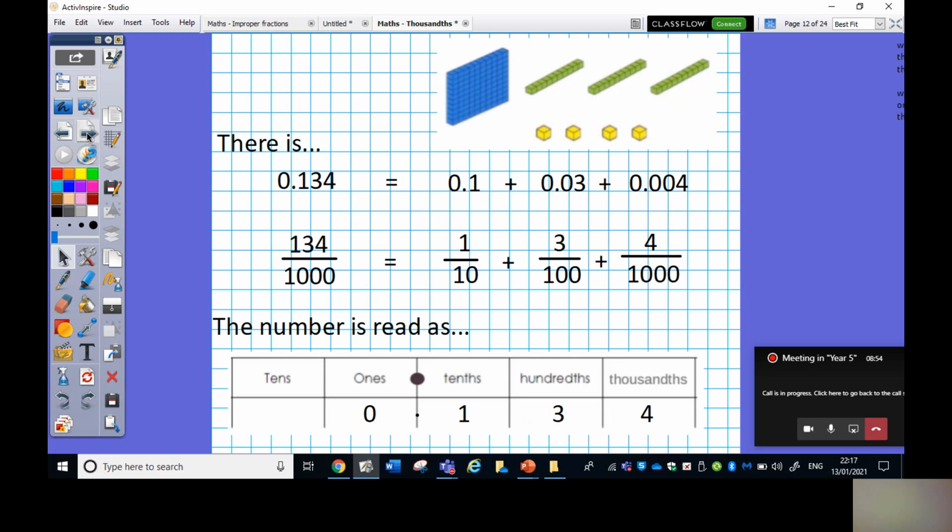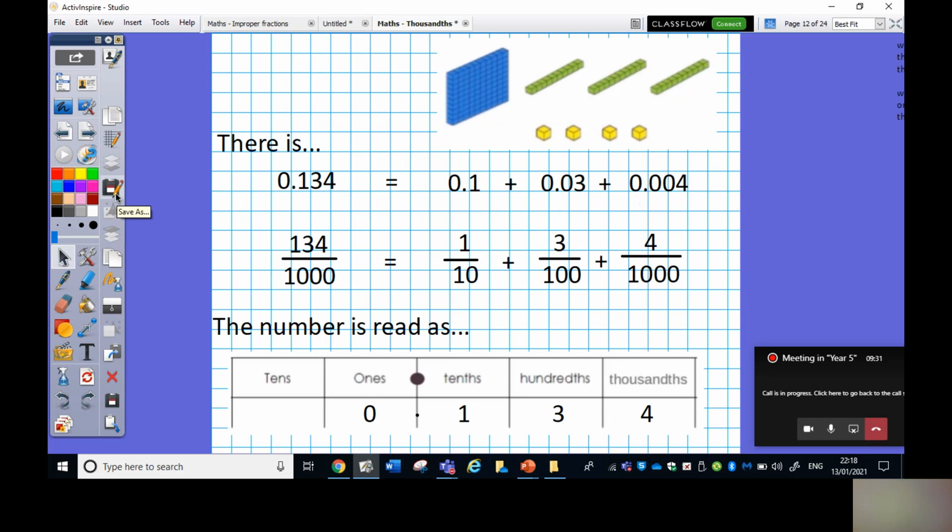So here it is. Now that we know how they're made up, we can say things like there are 1/10, or 300ths, or 4,000ths. We can say that there are 3 decimal places. We can say the number is read as 0.134. We can say that there are 300ths, 4,000ths, and 1/10.